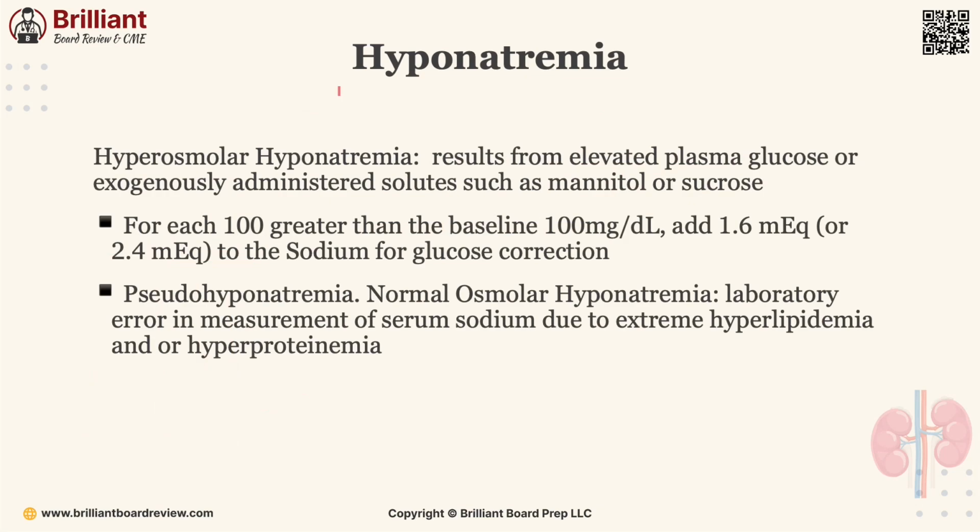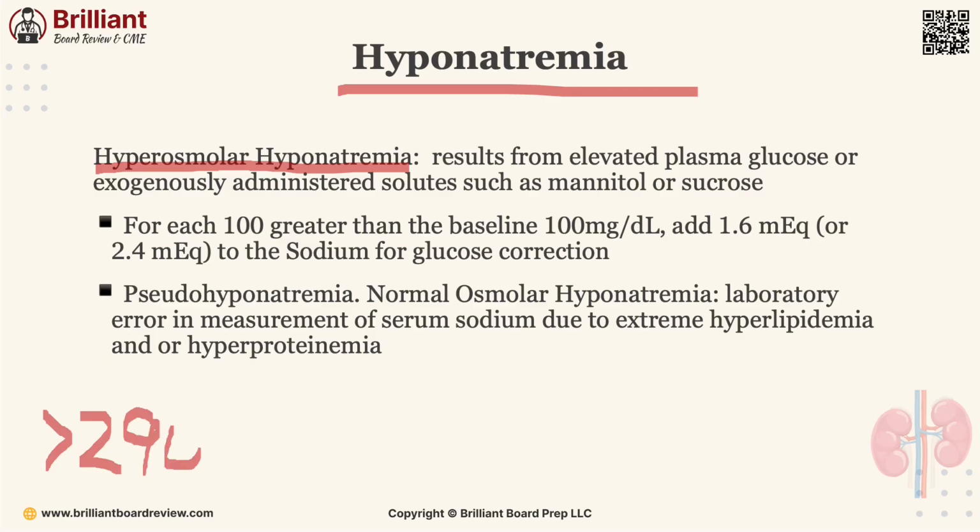Now we'll have our continued discussion on hyponatremia. Now we've measured the serum osmolarity, and we've noticed we have hyperosmolar hyponatremia. Hyperosmolar, to make it easy, is greater than 290. So our osmolarity is greater than 290. We measured these. It results from an elevated plasma glucose or solutes such as mannitol or sucrose.